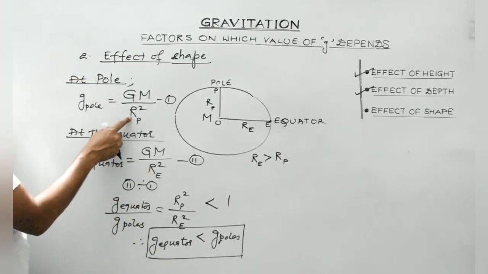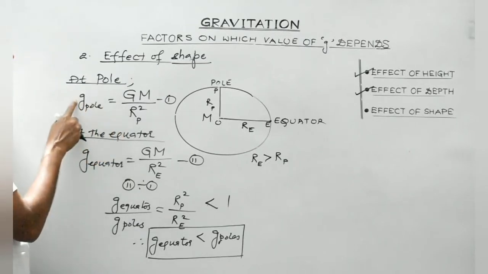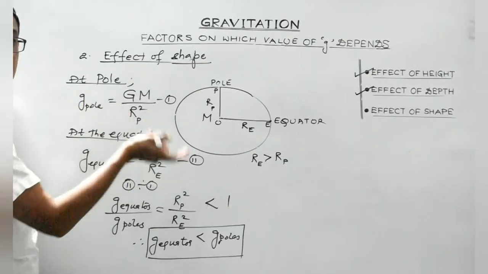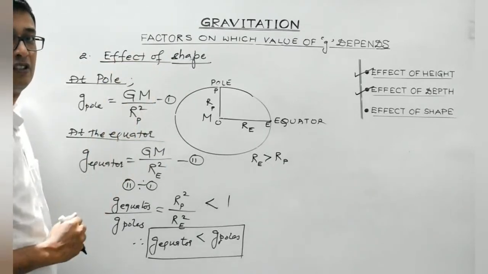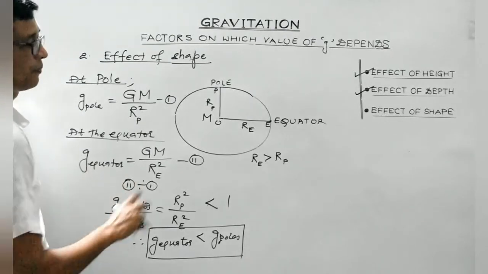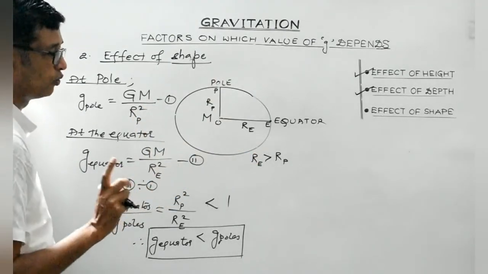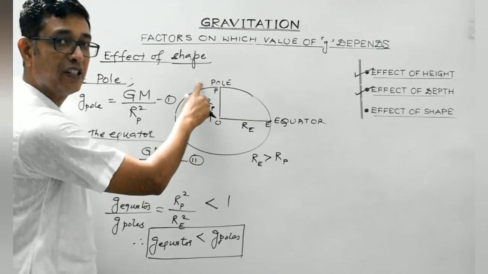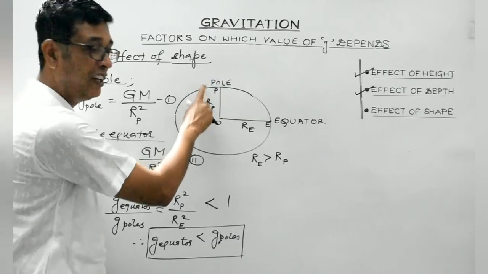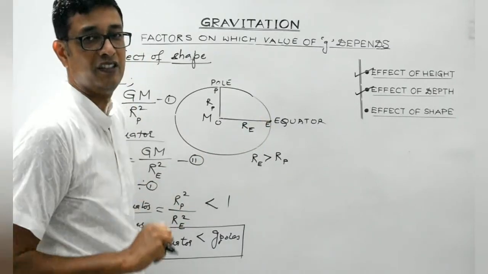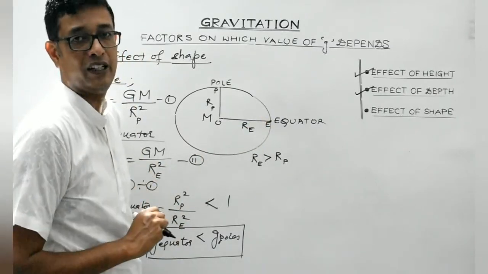When the distance is large, then the value of small g would be less. When the distance is smaller, then the value of small g would be large. Isn't it? It varies as inverse square law. So anyway, coming back to this, what we have proved is at poles, the value of acceleration due to gravity is much greater than the value of acceleration due to gravity at a point on the equator. This is what we have verified.